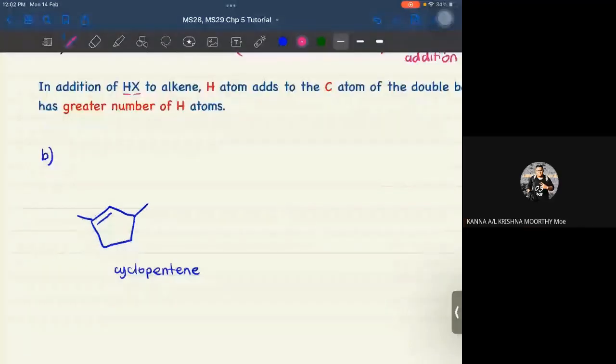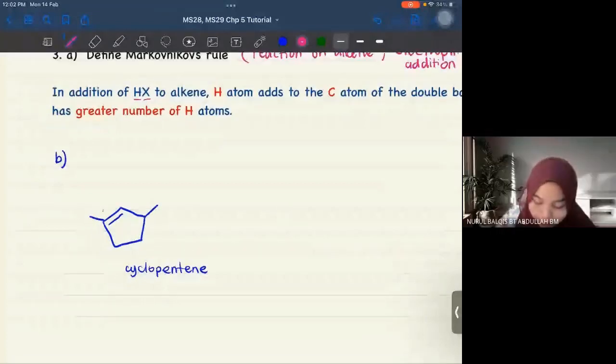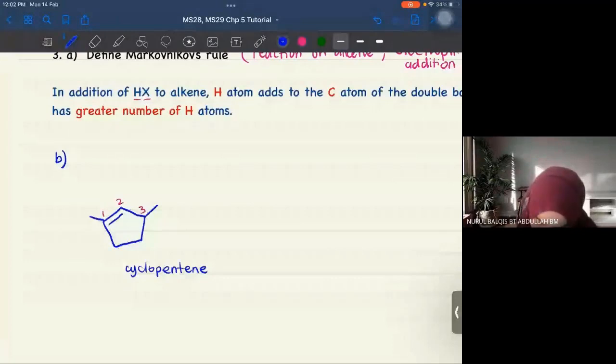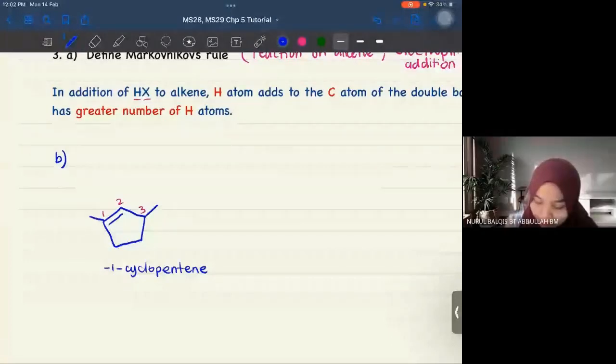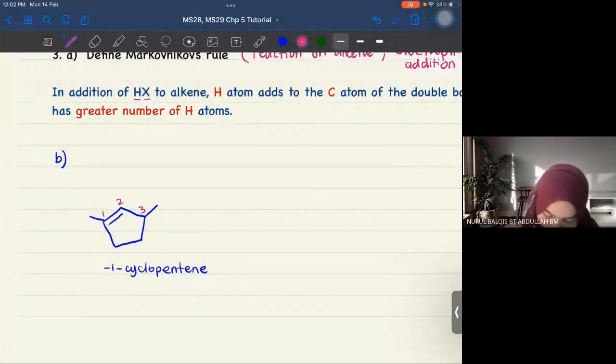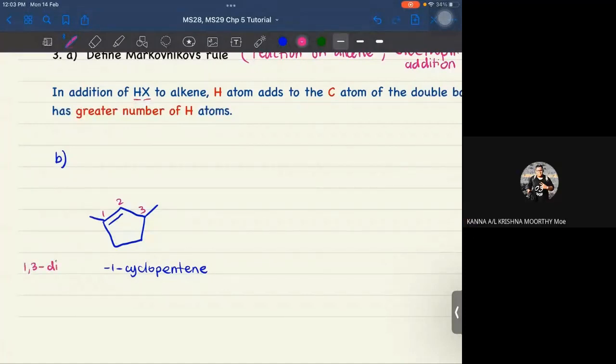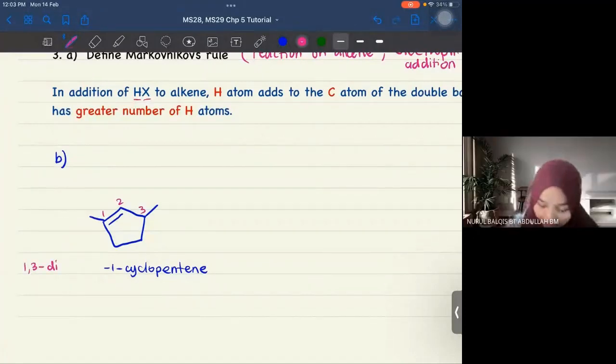Kiri. So we have 1, 2, and 3. So the name is going to be 1-cyclopentene, is it? With hyphens. Yes. Then at carbon number 3, we have, at 1 and 3, exactly the same substituent. So 1, 3 means we're going to use the prefix di. So dimethyl. Yes, dimethyl.